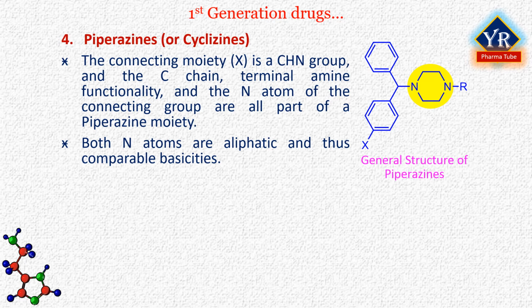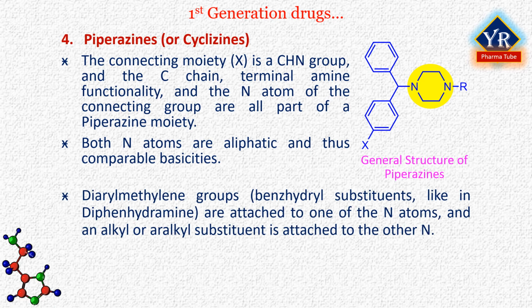The primary structural differences within this series involve the nature of the para-aromatic ring substituent, hydrogen or chlorine, and more importantly, the nature of the terminal piperazine nitrogen substituent. Diaryl methylene groups, for example benzhydryl substituents like in diphenhydramine, are attached to one of the nitrogen atoms and an alkyl or aralkyl substituent is attached to the other nitrogen.